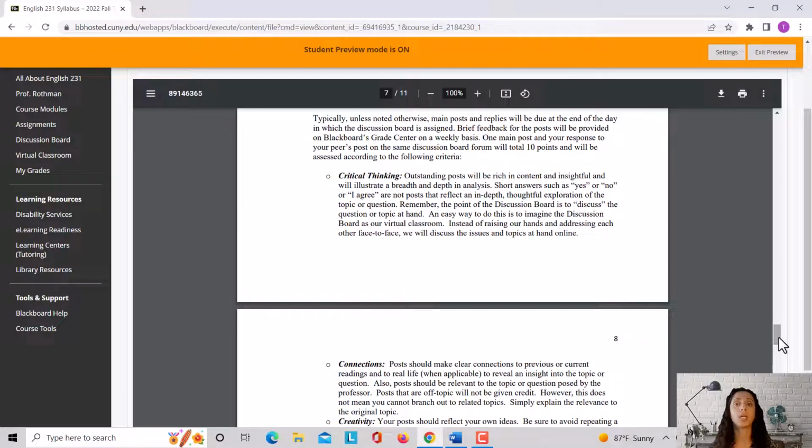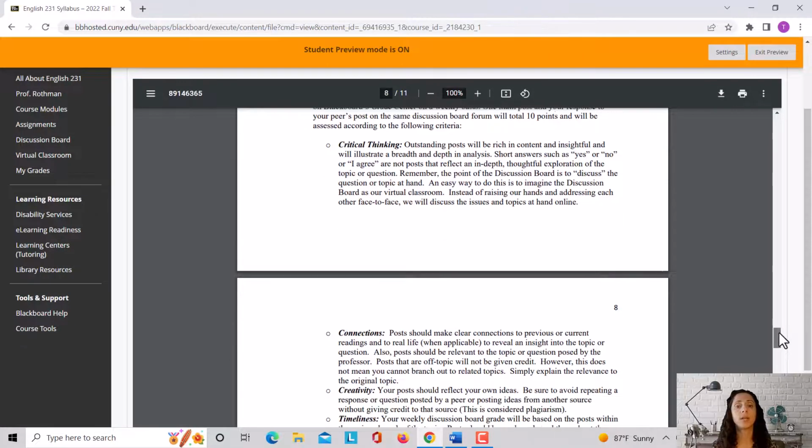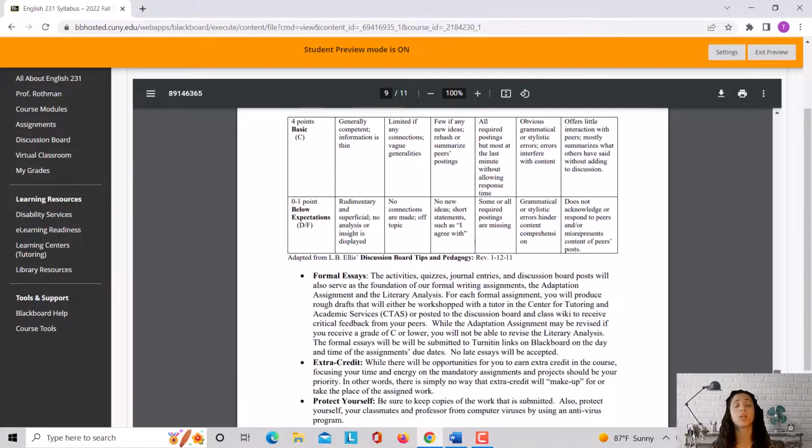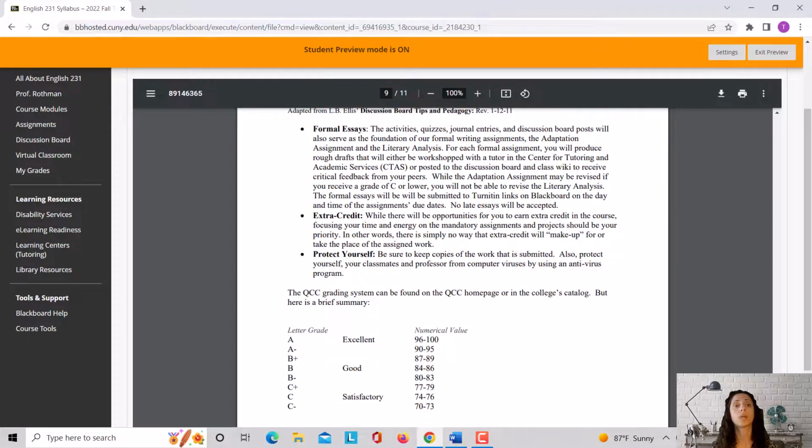So actually, each forum will close 24 hours after the deadline for replying to your peer. I have here the criteria and a rubric by which these discussion board posts will be graded. The criteria are critical thinking, connections, creativity, timeliness, stylistics, and the contribution to the learning community. You can take a look at the rubric and the criteria on your own. And again, if you have any questions about that, you can email me or post them in the class questions forum.